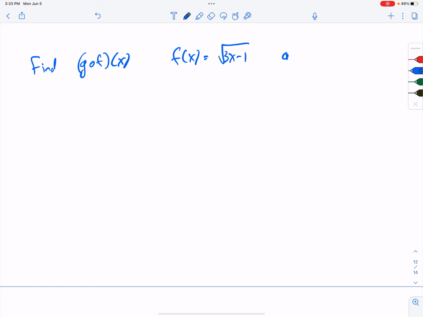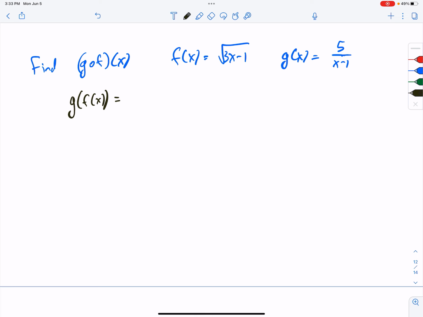So the next question says, find the domain of g circle f of x, and our functions were f of x is equal to the square root of 3x minus 1, and g of x was 5 over x minus 1. So now we're going the opposite direction. So now we want to find g of f of x.